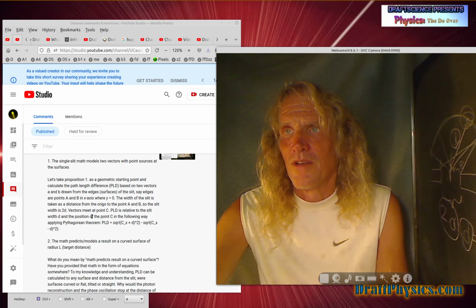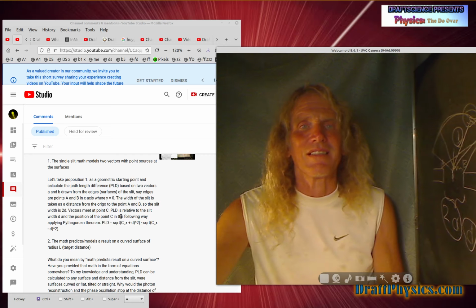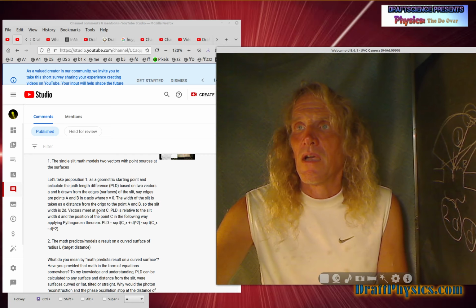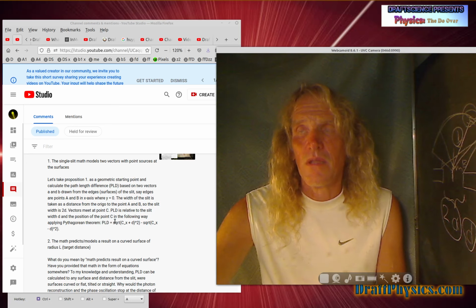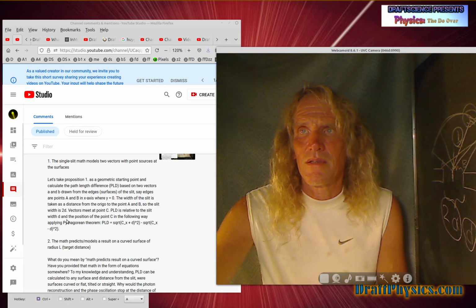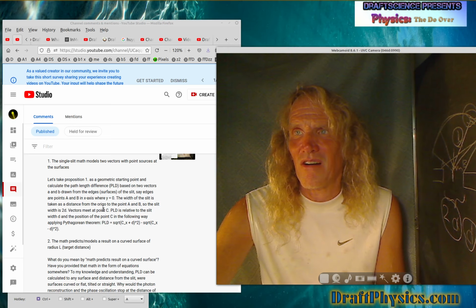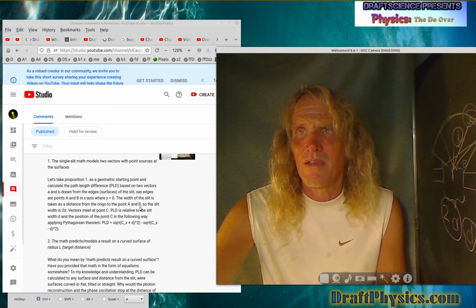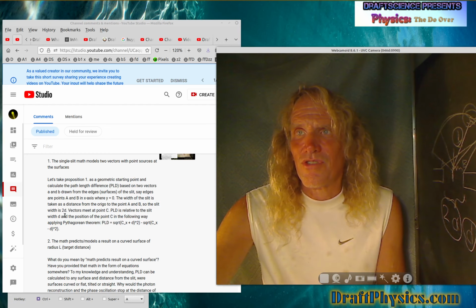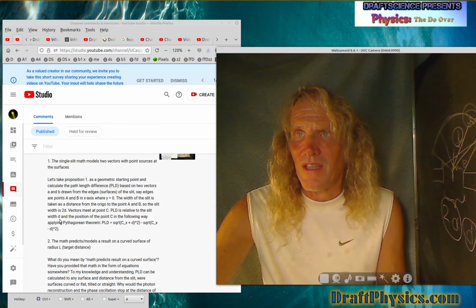Okay. Two vectors meet at C. So he's calling it C, but he's not saying that C point is L distance away from the origo. PLD is relative to the slit width D. D isn't the slit width. You just said 2D. D isn't the slit width. You said D is the origo to point A and B. You said the slit width is 2D. You say it right here, relative to the slit width, D. Right here you say, so the slit width is 2D.